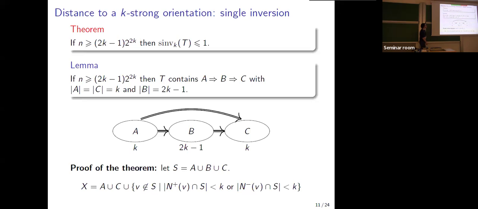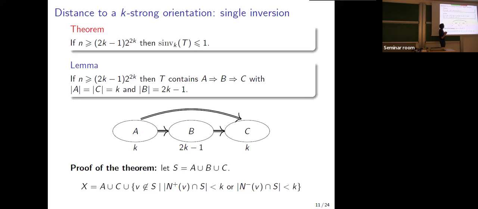Maybe something more surprising is that if you have a tournament which is really large, so really large means at least some threshold, then you can make it k-strong using one inversion. Here, the proof is actually a bit similar. You will build a sub-tournament which will be k-strong, and then you will make all the other vertices such that they have at least k in-neighbors and k out-neighbors on this smaller sub-tournament. And so in total, the tournament will be k-strong.